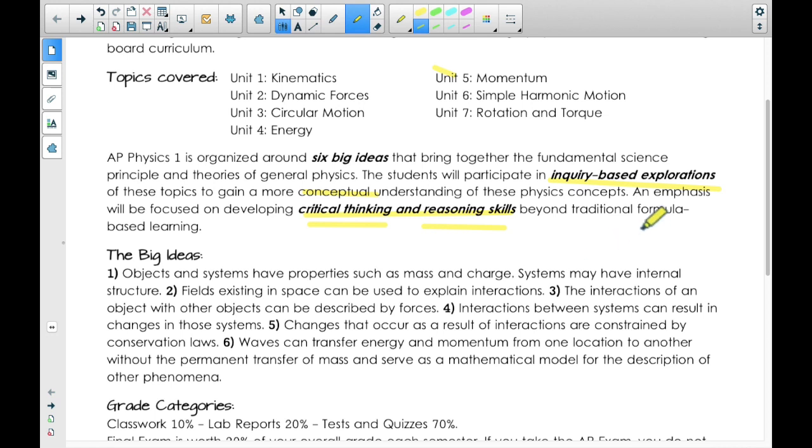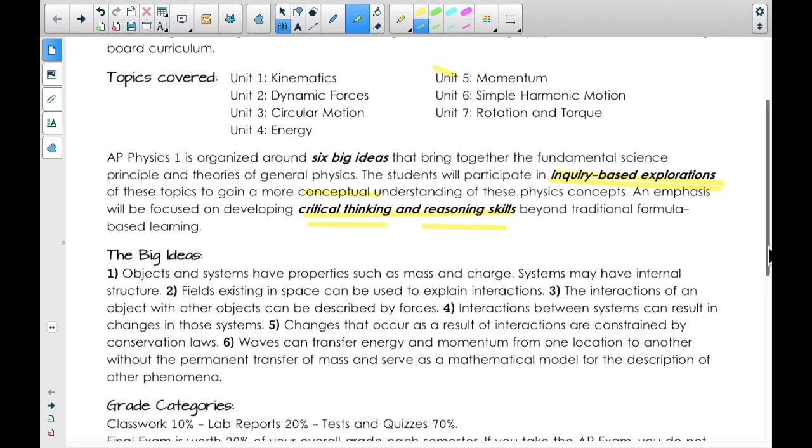And we're going to do inquiry-based explorations. In other words, some classes have what I call recipe labs, where they give you a recipe and you do a lab and you're done. In this class, our labs will not be like that. They'll be inquiry-based. That is, I might just propose an open question of, how could we measure this? How could we find this? And then we are going to come up with, well, how could we do that?